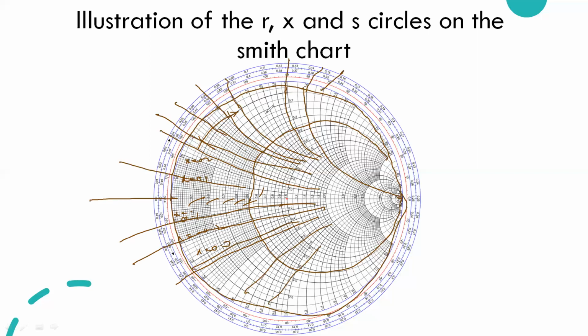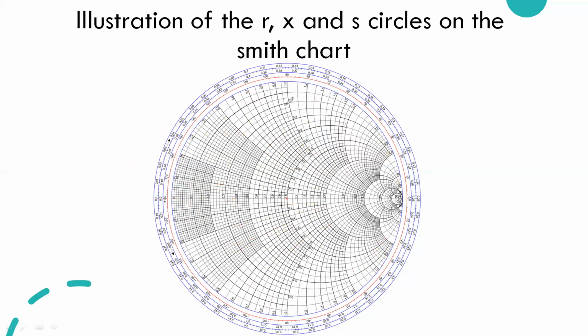Okay, so this is a superimposition of both the resistance circles as well as the inductive circles, and the reactance circle with both inductive as well as capacitive circles. Along with the resistance and capacitive circles, we can have the other peripherals, that is, the outer periphery has some more additional circles.